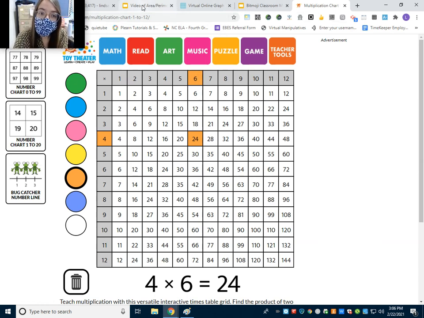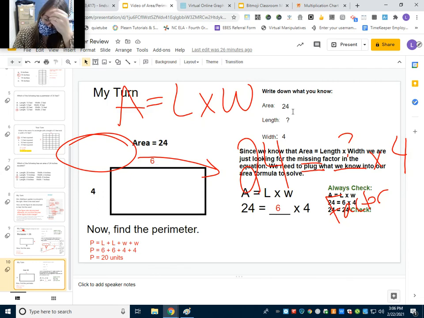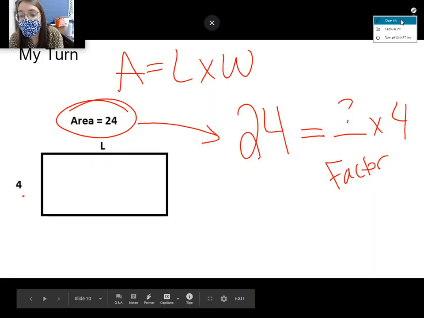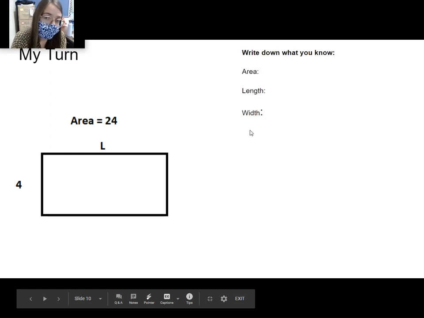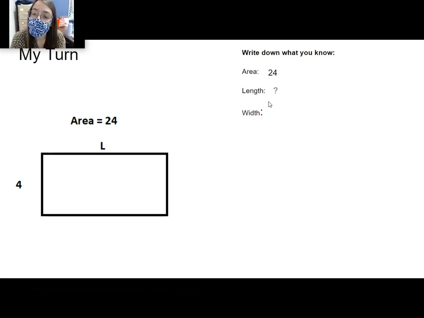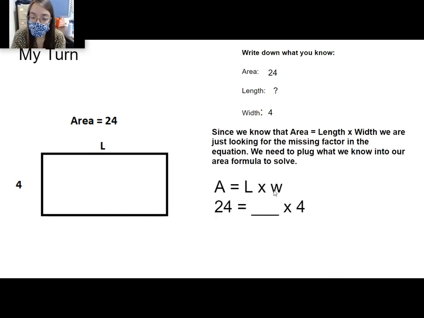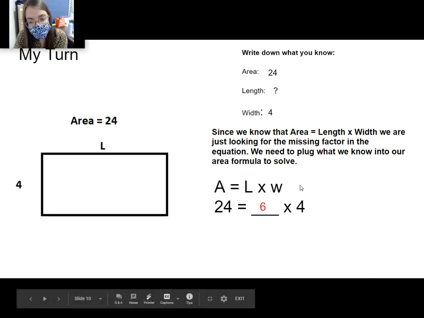So when you have a missing side and you're trying to find the area, boys and girls, you're just filling in a missing factor. Area is 24. One of the sides was 4. You don't know the other side. But you do know that area is length times width. So what times that width equals the area of 24? Well, the only number that fits in that space is a 6. 6 times 4 is 24.